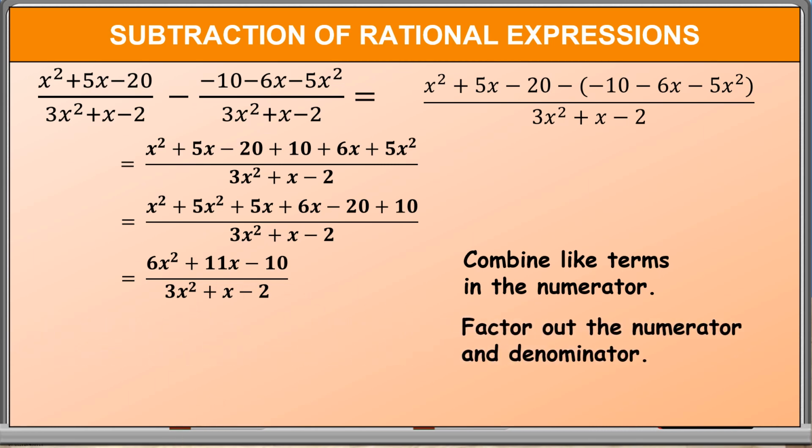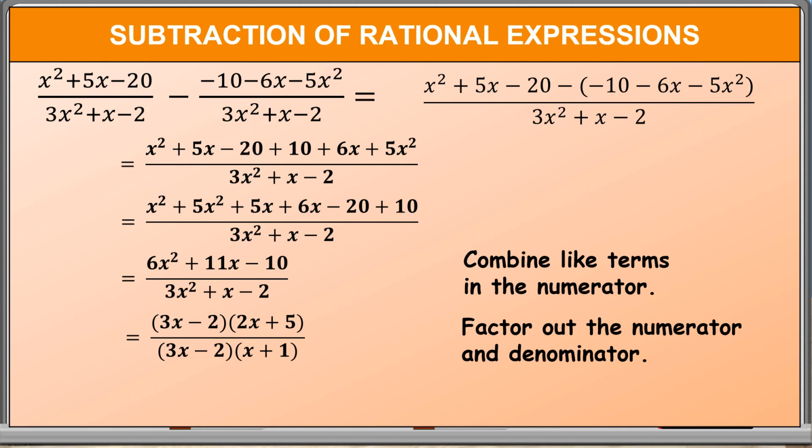Next, ano susunod na gagawin? You factor out the numerator and denominator. So, ano ba yung factor natin dito? So, we are factoring quadratic trinomials where a is greater than 1. So, as you can see, we have 6x squared dito. Syempre, meron tayong process or steps na I already discussed to you on how to factor quadratic trinomials where a is greater than 1.